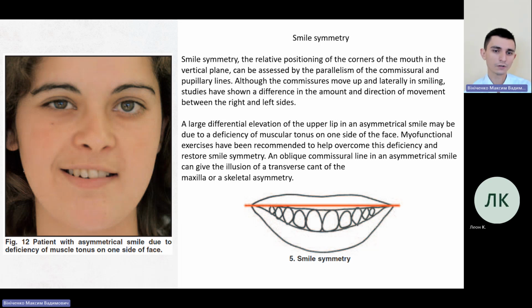An oblique commissural line in an asymmetrical smile can give the illusion of a transverse cant of the maxilla or a skeletal asymmetry. On the left photo, you could see a patient with an asymmetrical smile line due to a deficiency of muscle tonus on one side of the face.